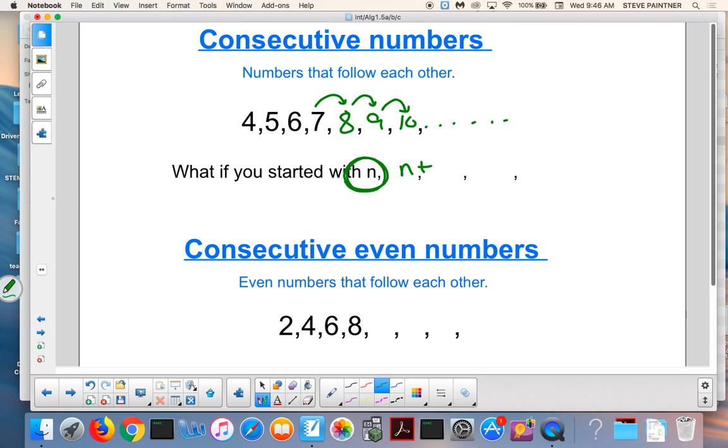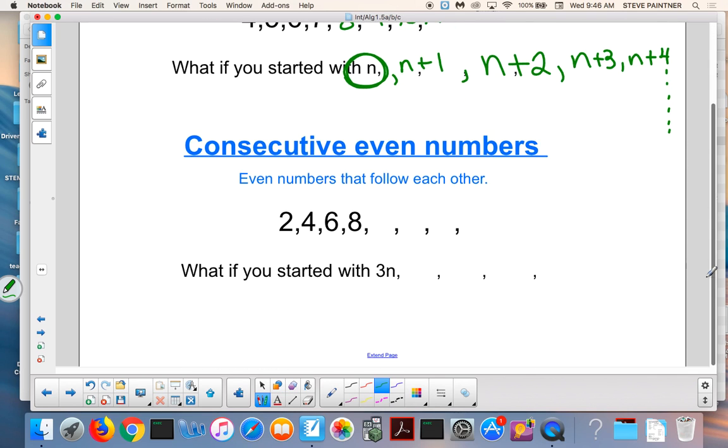N plus one. There's just one bigger. What's the next one after n plus one? Add one to this number. N plus one plus one is n plus two. They just get one bigger every time. What's the next number? N plus three, n plus four, n plus five, right? Okay. You might see this in your assignment, okay?